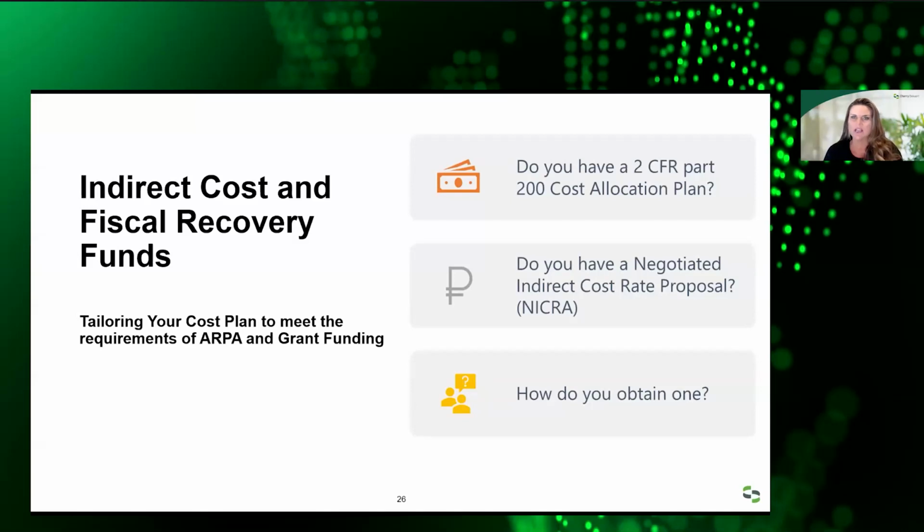The idea is your NOFA becomes your friend. Whatever the contract that you received or the NOFA you received for the grant, if it does not specifically state that you cannot use your NICRA at a certain rate, or we have a cap on our admin, then the NICRA must be accepted.